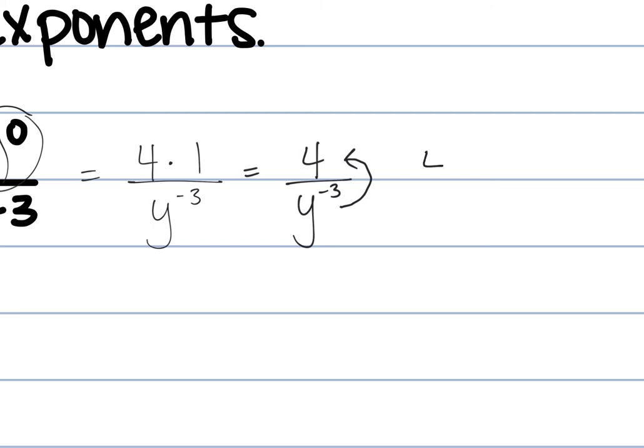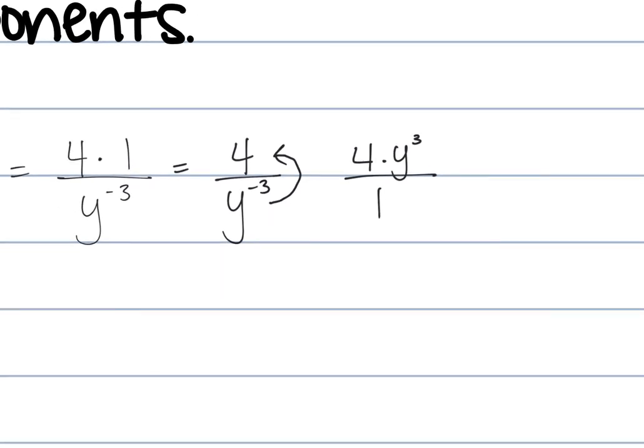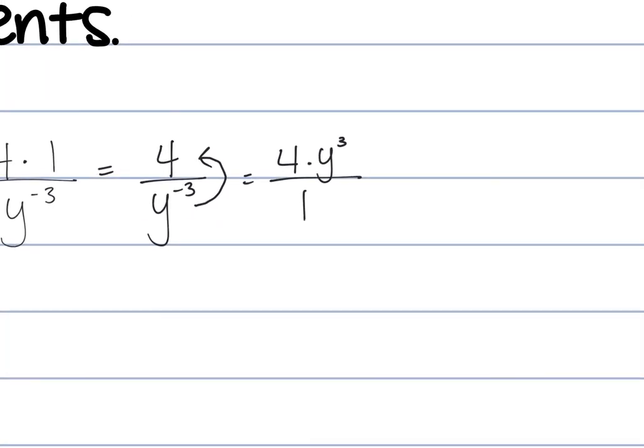So we've got 4 times y to the what power now? Third power over 1. Do we need to put it over 1? No, because dividing by 1 is just making it the same thing. So this is just 4 times y to the third. Wait, that's the answer? Yep, this is the answer.